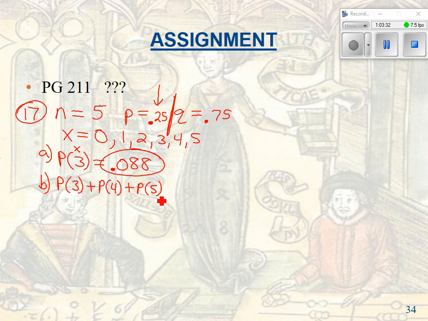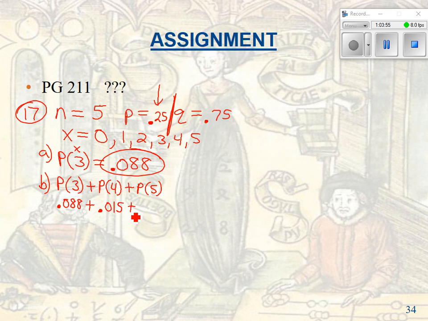We already did the probability of 3. That was 0.088. We can use the chart to find the probability of 4. Just go down to 5, down to 4, over to 25%. What's it say? 0.015. Does everybody see that one?